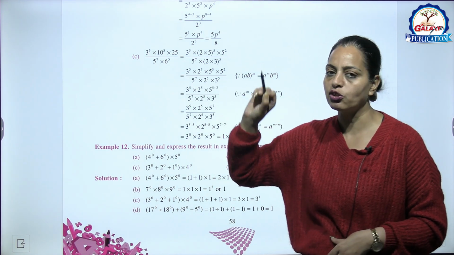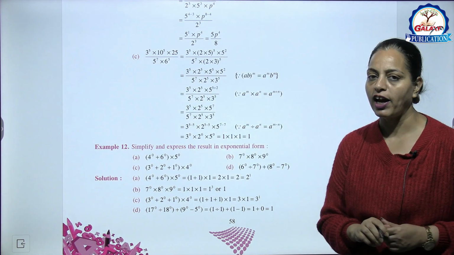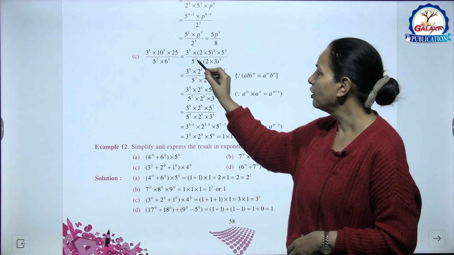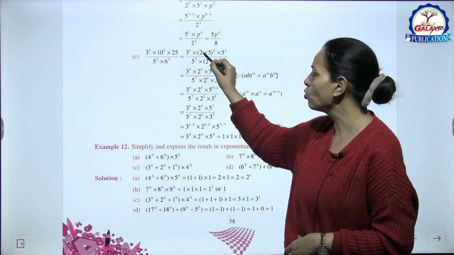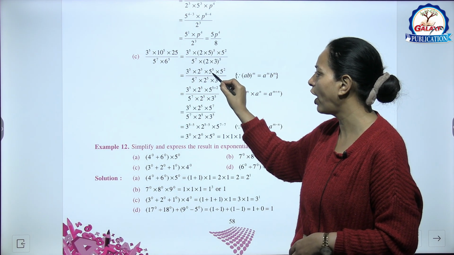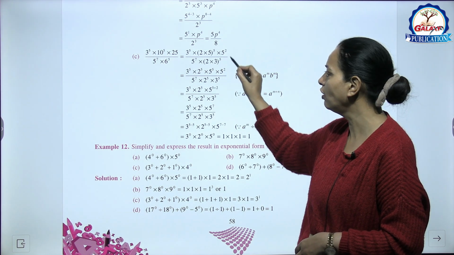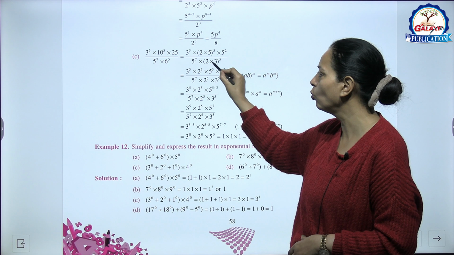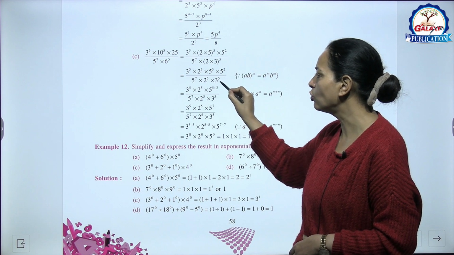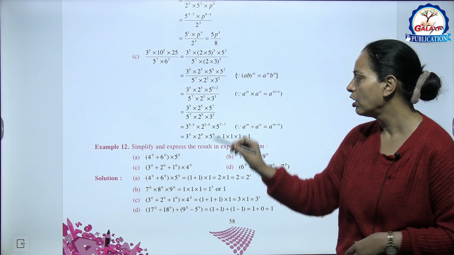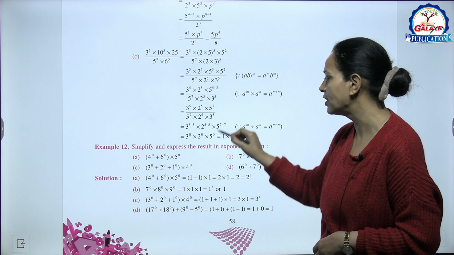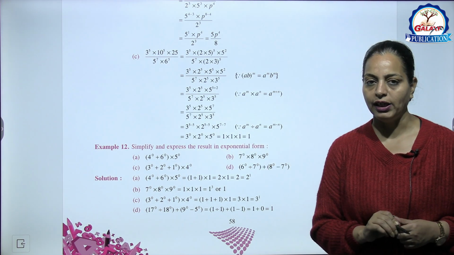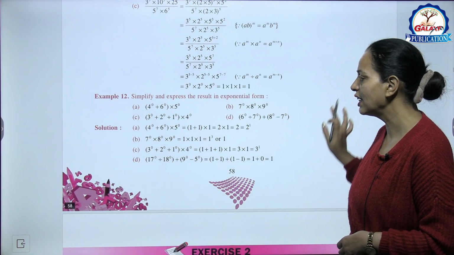We will change 6 to 2 into 3 whole power 5. Now separate the terms. 3 raised to power 5 as it is, 2 raised to power 5 into 5 raised to power 5 into 5 raised to power 2 upon 5 raised to power 7 into 2 raised to the power 5 into 3 raised to the power 5. Now we will combine the powers, so the answer is 1 only, right? So I hope this is clear to you.